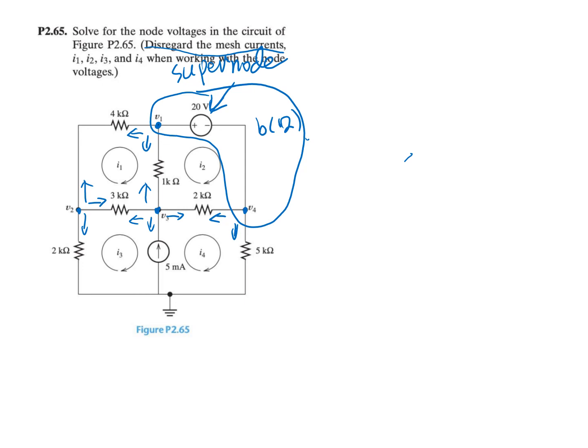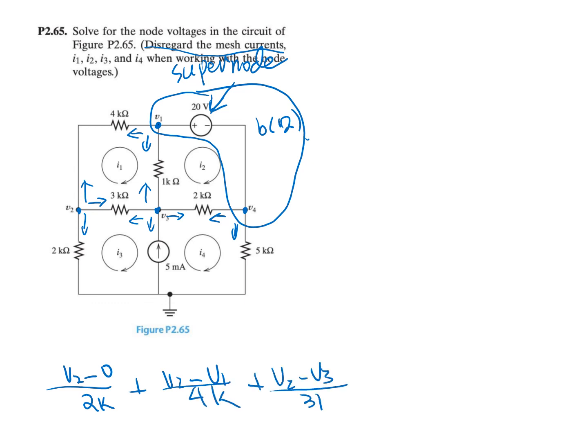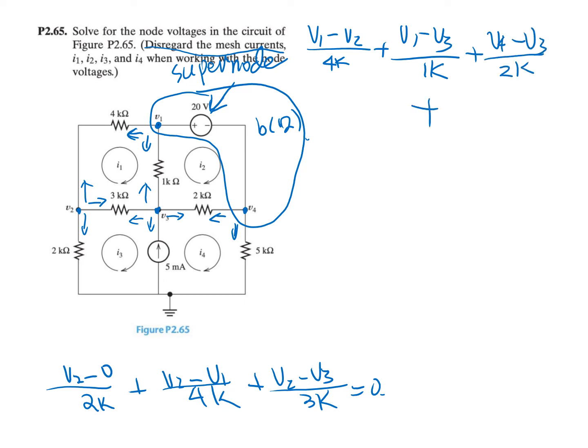So let's write the equations. Let's get started from node V2. We have V2 minus 0 divided by 2k, plus V2 minus V1 divided by 4k, plus V2 minus V3 divided by 3k is equal to 0. So that's our first equation. The second equation, let's do the supernode. So we have V1 minus V2 divided by 4k here, plus V1 minus V3 divided by 1k here, plus here now V4 minus V3 divided by 2k, plus here now V4 minus 0 divided by 4k is equal to 0.